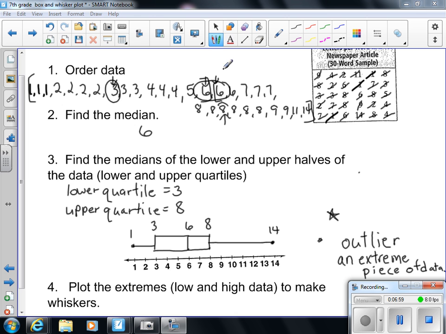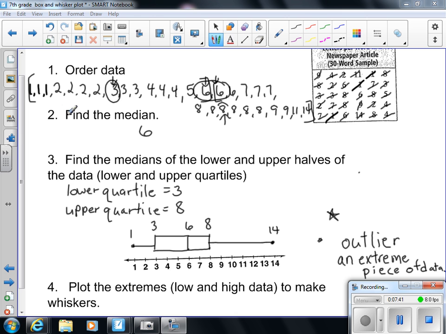We can see that between 6 and 8, we have a lot of 8s, a lot of 7s, and a lot of 6s. So we can say that that data is very compact. Those numbers are closer together. A lot of them are the same number. Whereas if I look between 3 and 6, they may be spread out just a little more. I don't have quite as many 8s involved in that. You can see that between 8 and 14, the numbers are really spread out because I don't have any 10s, I don't have any 12s, and I don't have any 13s. So that's why this whisker here is a lot longer than this whisker, because the pieces of data are just spread out more.